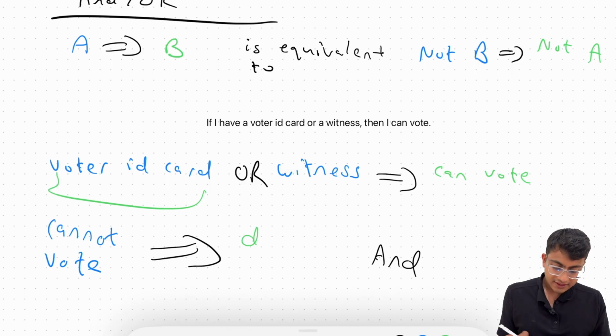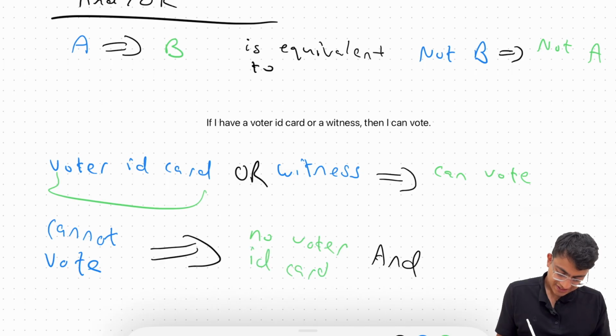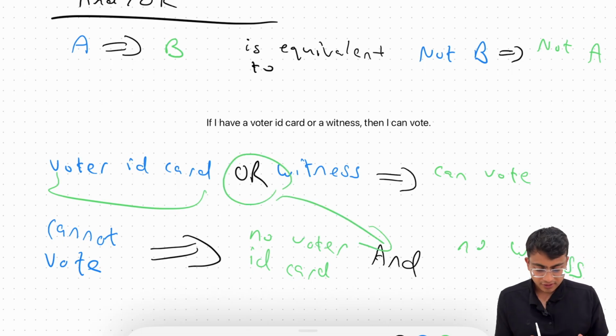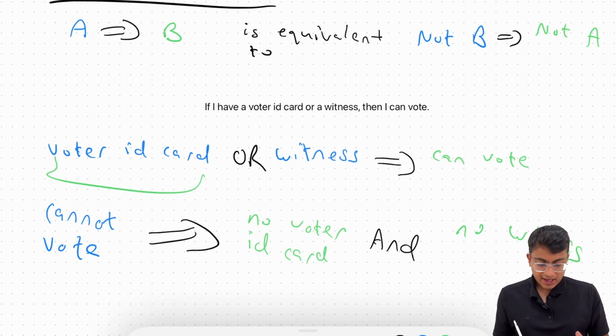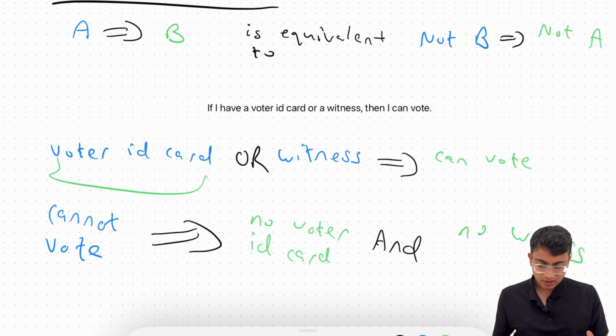So I don't have voter, or actually I can simplify this a bit. No voter ID card. Oh, I can't spell. No voter ID card and no witness. This is the correct contrapositive. Notice how the or became an and. And that is it. I think this is the end of the conditional reasoning lesson.